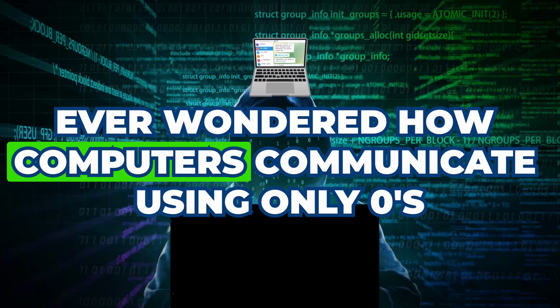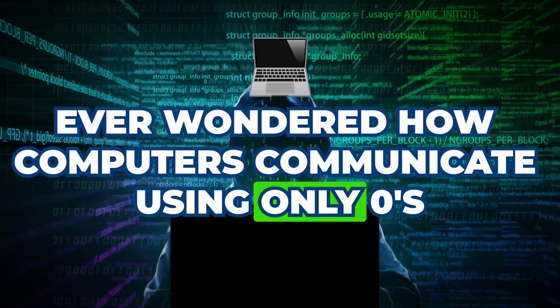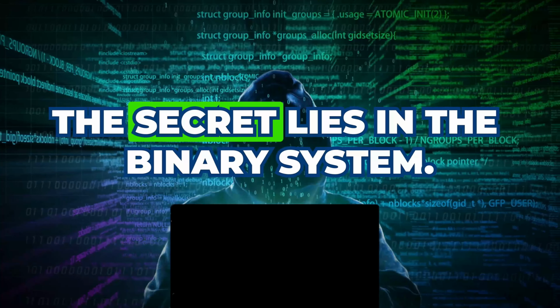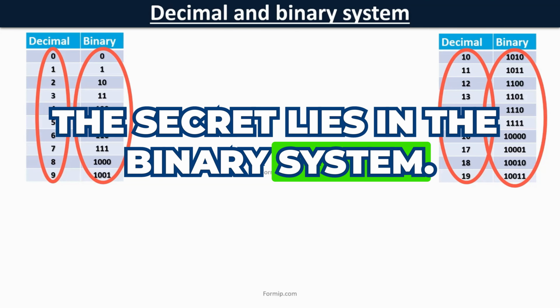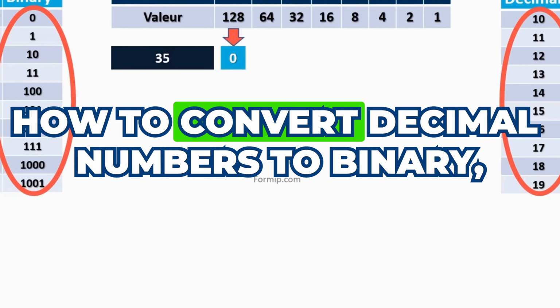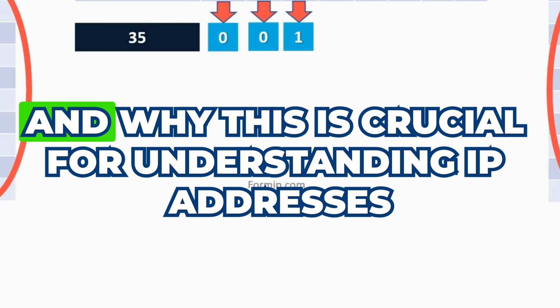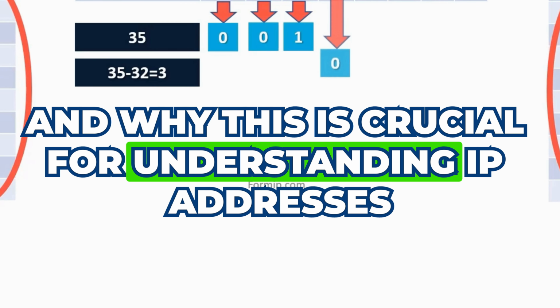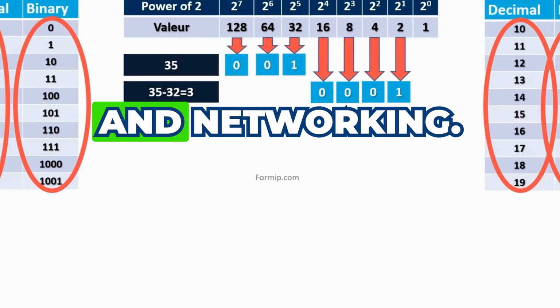Ever wondered how computers communicate using only zeros and ones? The secret lies in the binary system. In this video, we'll break down how binary works, how to convert decimal numbers to binary, and why this is crucial for understanding IP addresses and networking.